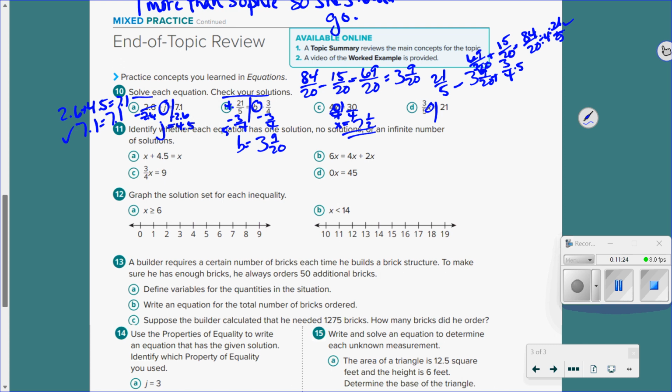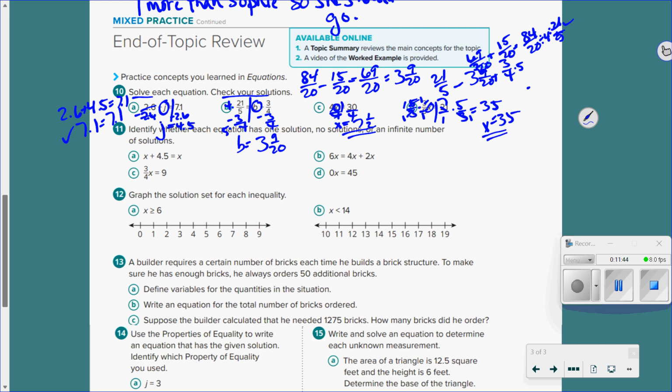We can do our check. 3/5 times 35 equals 21. And excuse me, put that over 1. Becomes a 1 and a 7. 7 times 3 gives me 21 equals 21. Check.